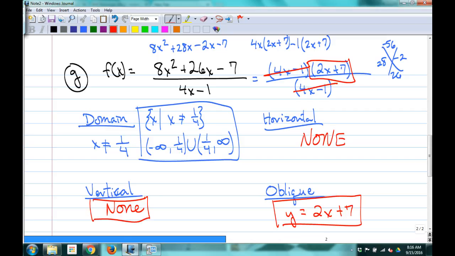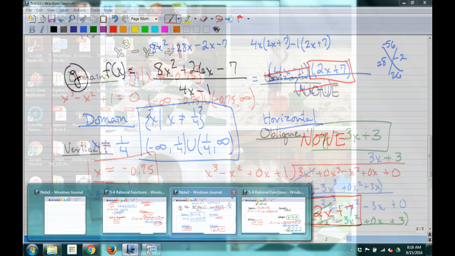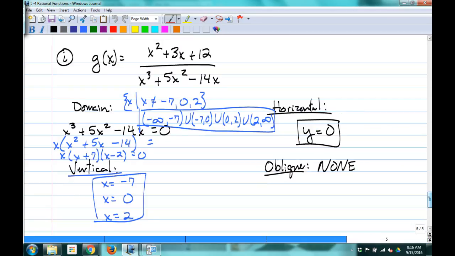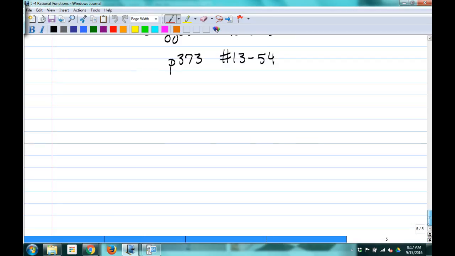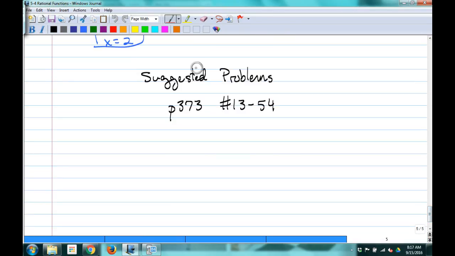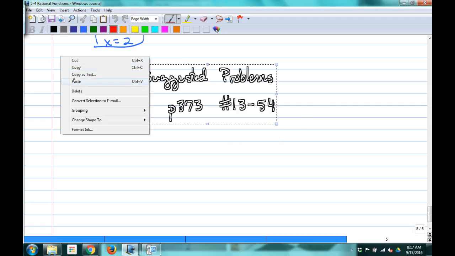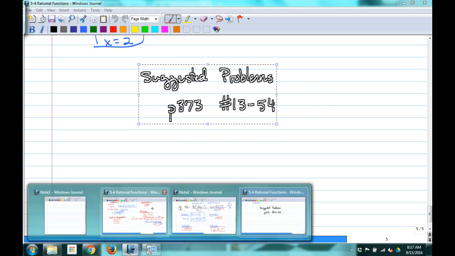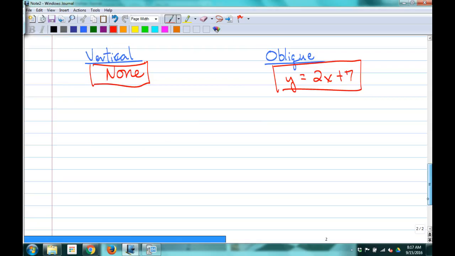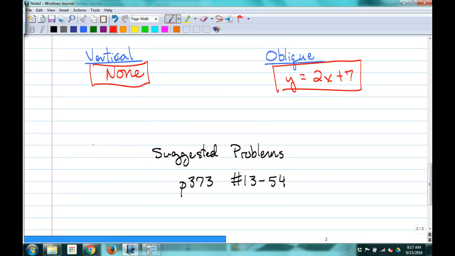All right. What we need to work on would be here, page 343, 13 through 54. You can do the odd ones if you want to, to get you started on those and get that done.